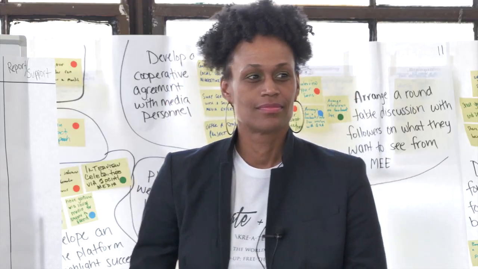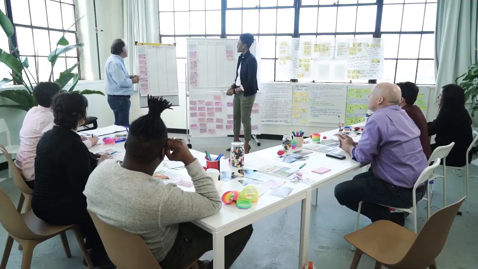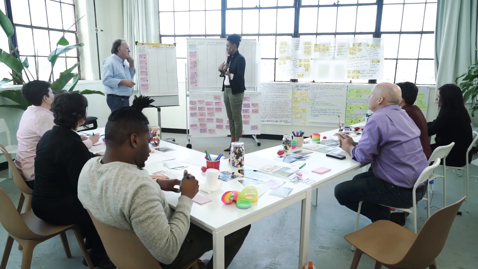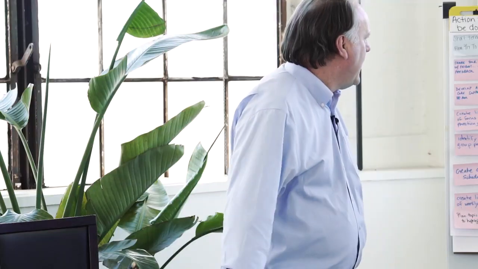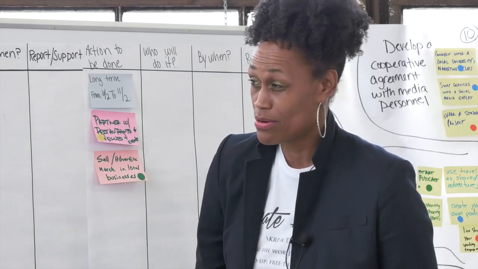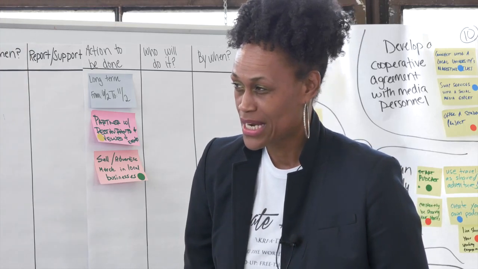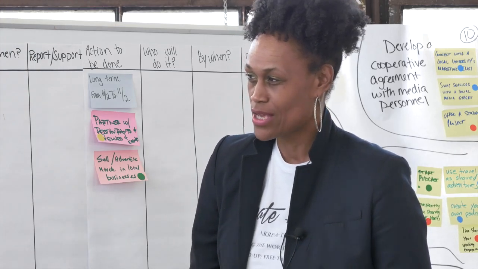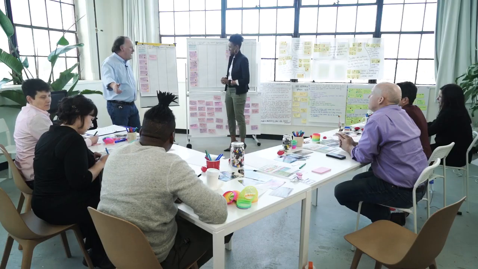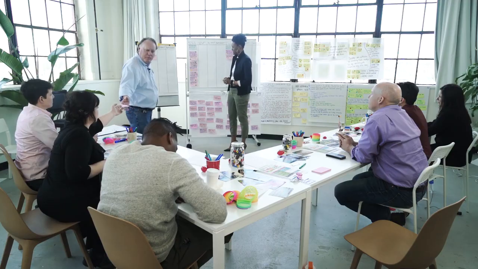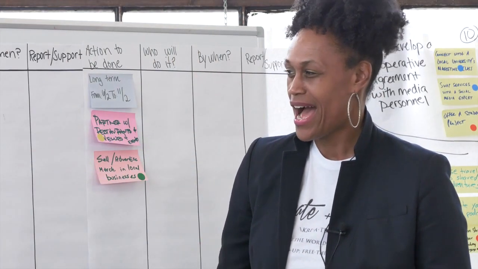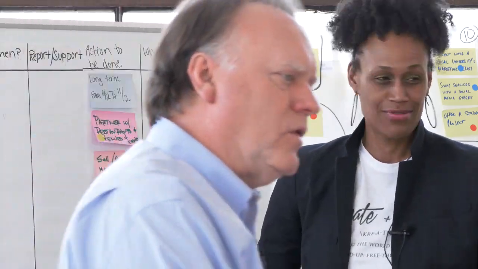So short term is from 2/17 to 3/31. Share your plan with friends and get feedback. Who's going to do that? Tamara. By when within this time frame, 2/17 to 3/31? I would say March 15th. Okay. And who do you need to report to or get some support from? I'll say Nicole. Okay, Nicole. Great.